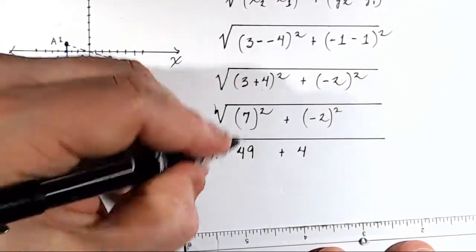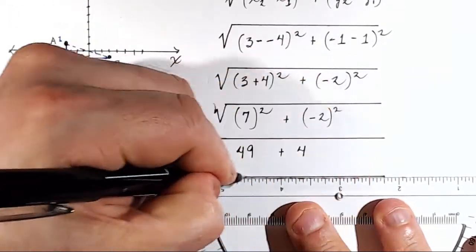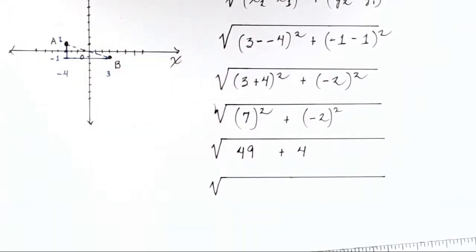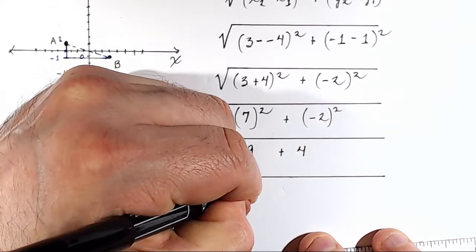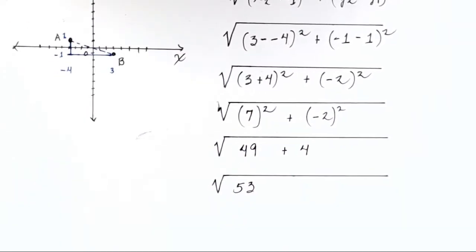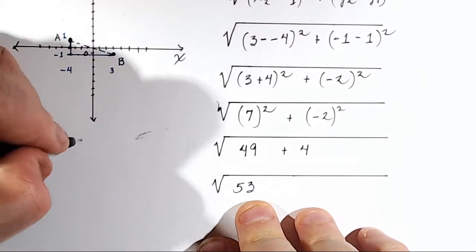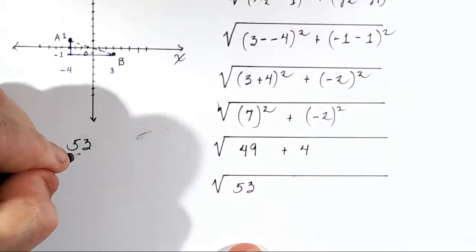49 plus 4. One more time here. Square root symbol. And you tell me, what's 49 plus 4? 53. Okay, so square root of 53. Now it's time to analyze the number underneath the radical sign. Let's talk about 53. Can we factor 53?